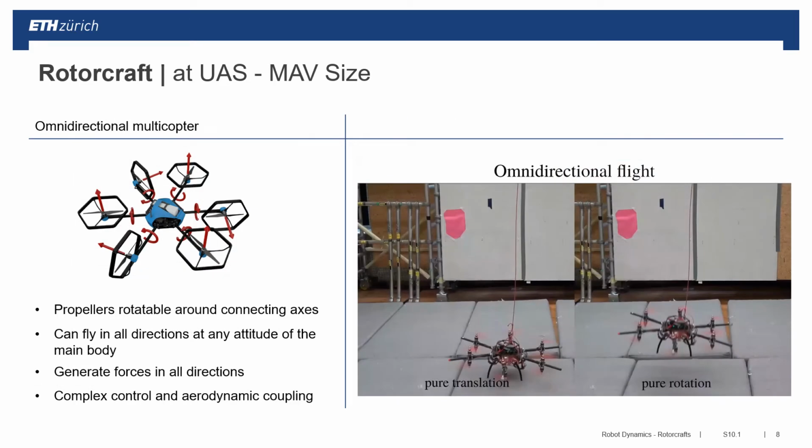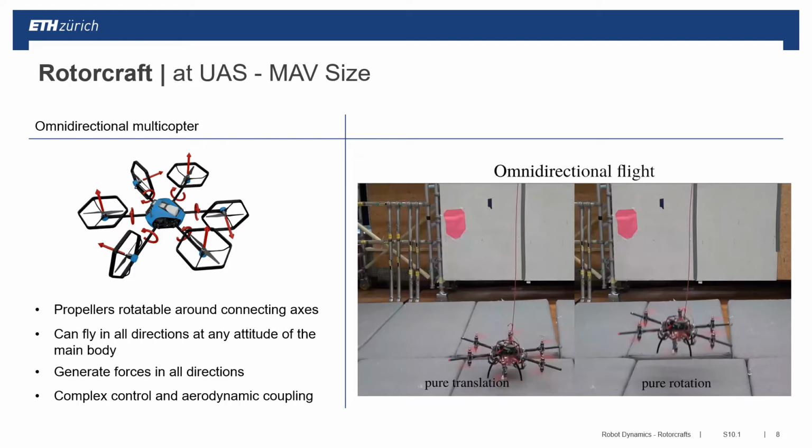The most recent concept of small unmanned air vehicles are so-called omnidirectional multicopters. These systems have 4 or more main propellers, but in contrast to standard multicopters, they can rotate their propellers relative to the main body. By doing so, they can fly in all directions with any attitude of the main body. Furthermore, this allows us to generate forces in all directions and thus interact with the environment.